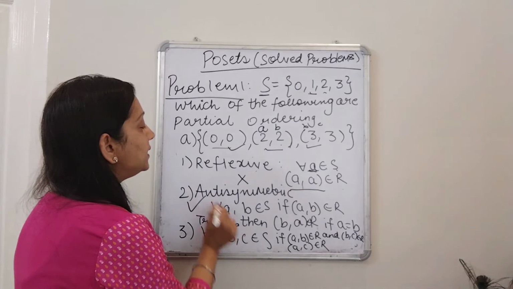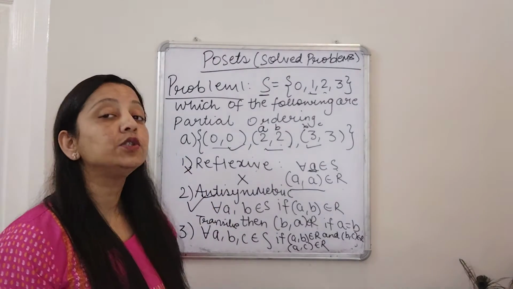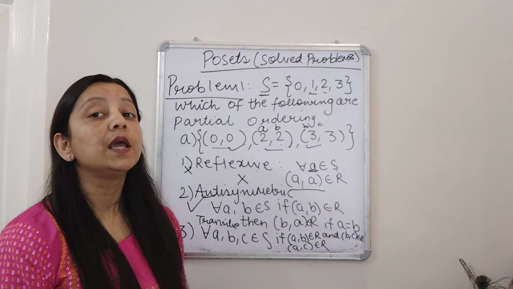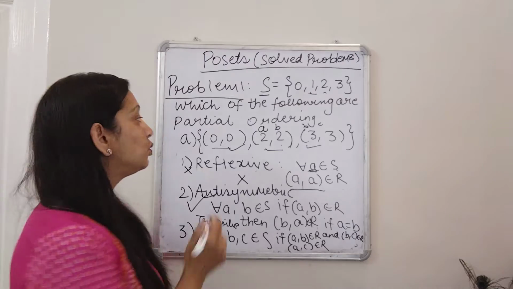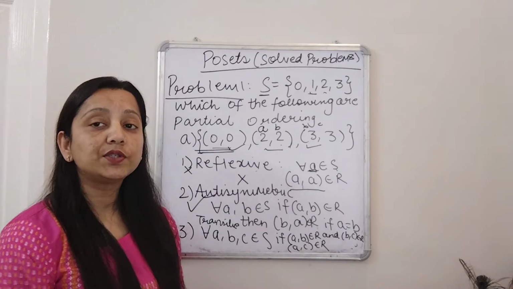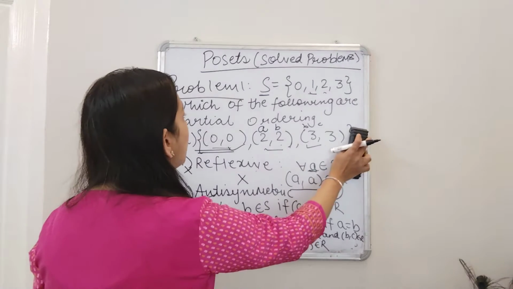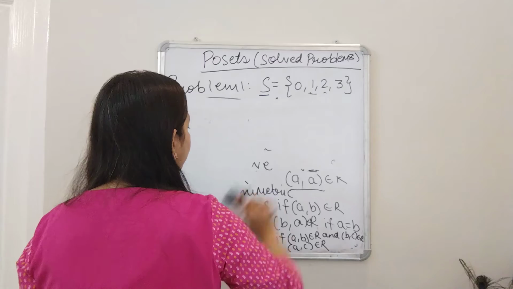It is antisymmetric, but it is not reflexive. And for a relation to be a partially ordered set, it needs to be reflexive, antisymmetric and transitive. So I can say that this relation R1 is not a poset, or this relation R1 is not a partially ordered set. Now let us consider one more relation.